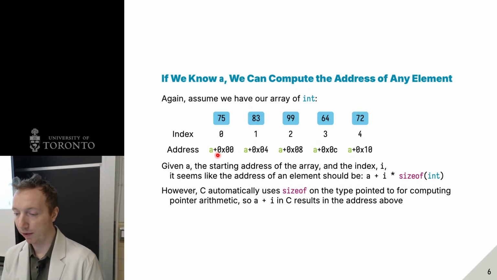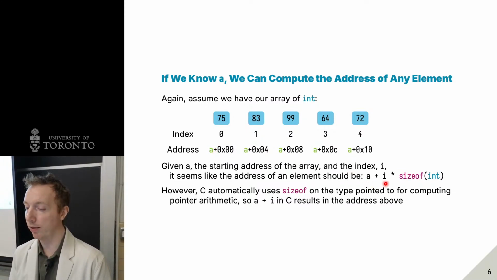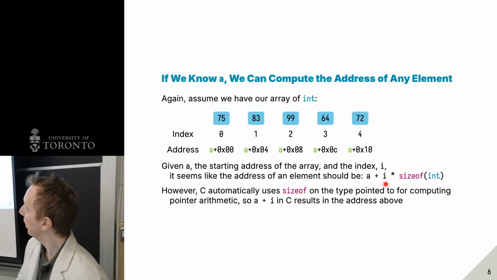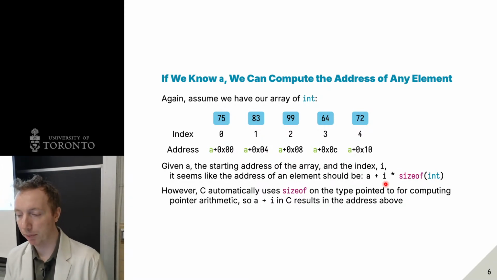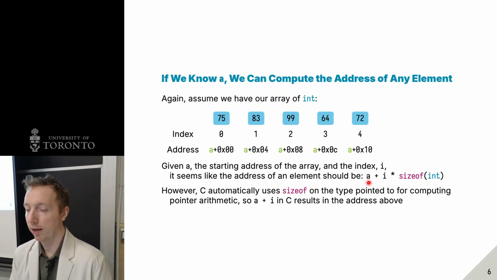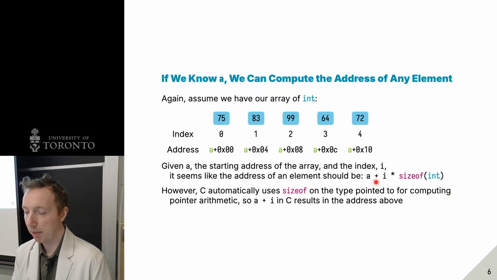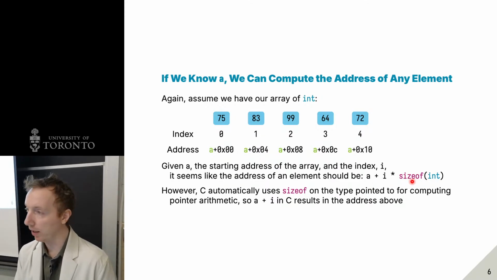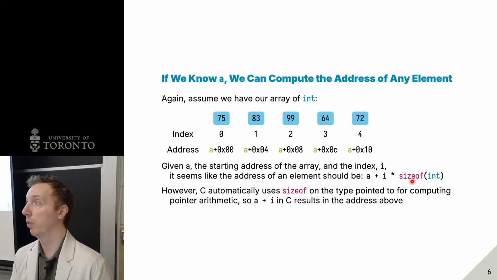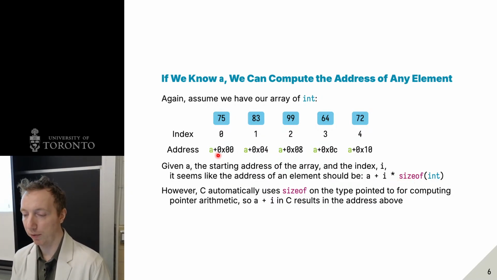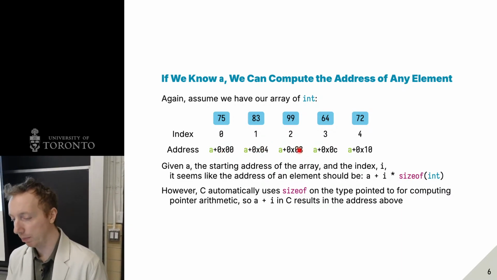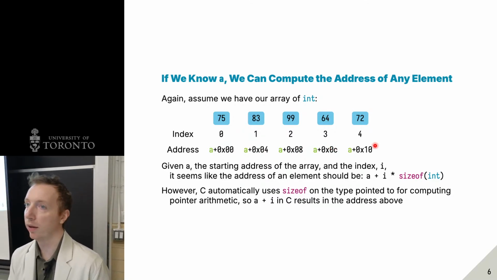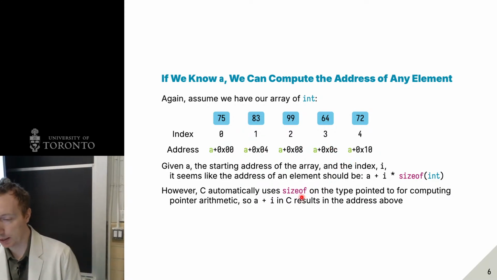So the address of this element should just be A plus I, like the index. This is also a reason why we use 0 indexes, to make everything line up nicely here. So it's just generalizing it: A plus I times the size of int. In this case, the size of int was 4. So the address for the first one is A plus 0, then A plus 4, then A plus 8, then A plus 12, then A plus 16, right?